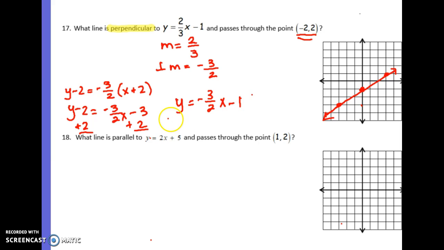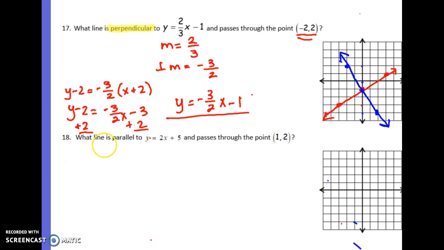Okay, so let's graph that. All right, so we're going to start at -1, which is right here, and our slope is -3/2. So we're going to go up 3, 1, 2, 3, and to the left 2. Okay, or we can go down 3 to the right 2. Okay, and if you notice when we graph it, we're going to get two lines that are perpendicular.